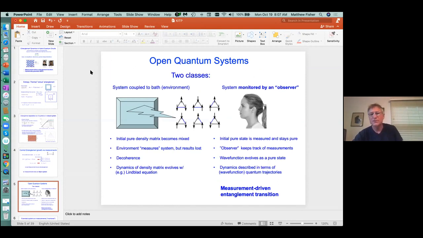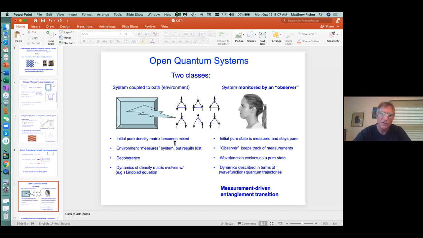So this is maybe the most important slide in the talk, trying to distinguish between two different types of open quantum systems. The first class here in the left column is perhaps more familiar. Let's say one has a system of quantum spins which are coupled to a bath or an environment. And let's say we start with an initial pure density matrix. Well, under the dynamics, through coupling to the environment, that density matrix rapidly becomes mixed. Essentially, the environment measures the system, but the results are lost. No one's keeping track of the results of those measurements. And this leads to decoherence.